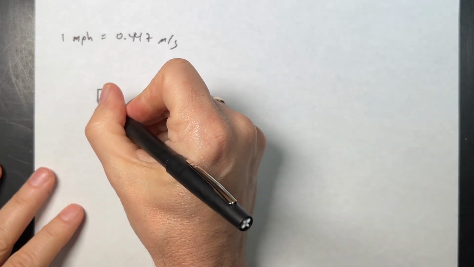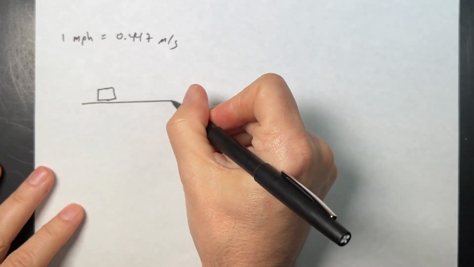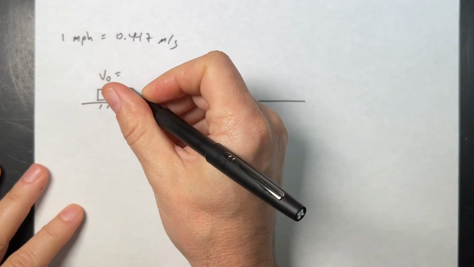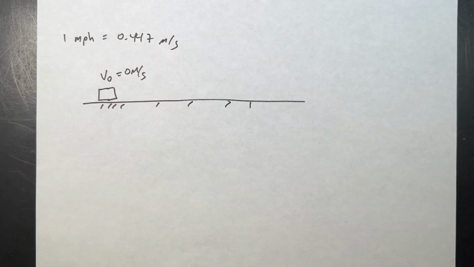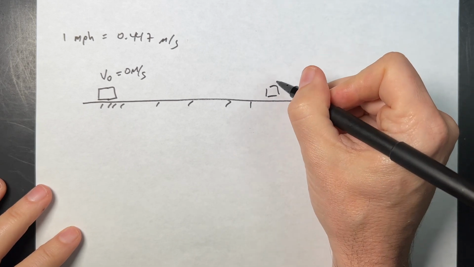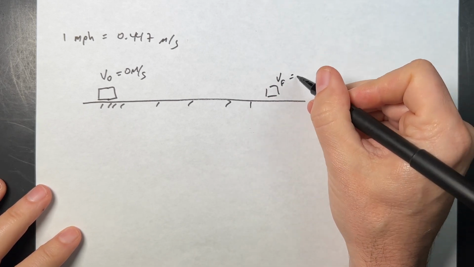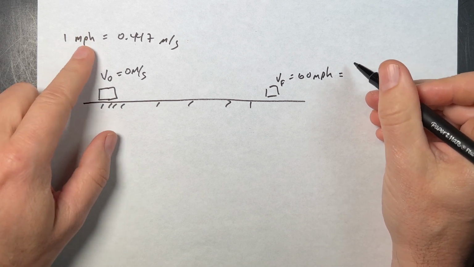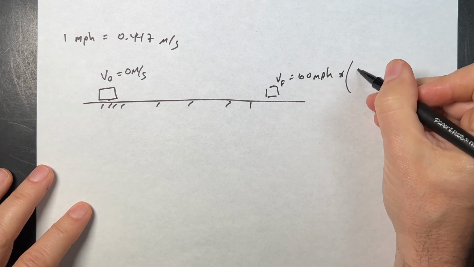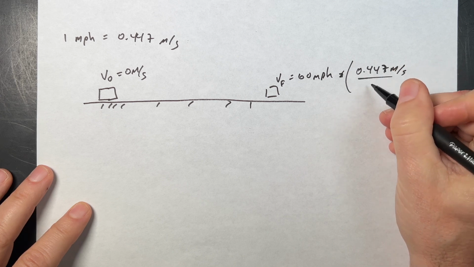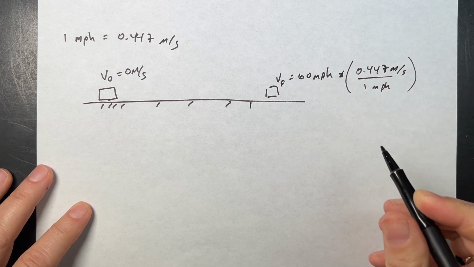Okay, focus. So let's suppose that I have a car right here, and it starts from rest, and there's my road. So V0 equals 0 meters per second. I'm dealing with this in one dimension, so I'm not going to use vectors. And over here, V final equals 60 miles per hour, which I can convert. I can say this is going to be 0.447 meters per second divided by 1 mile per hour, right? That's my unit conversion right there.